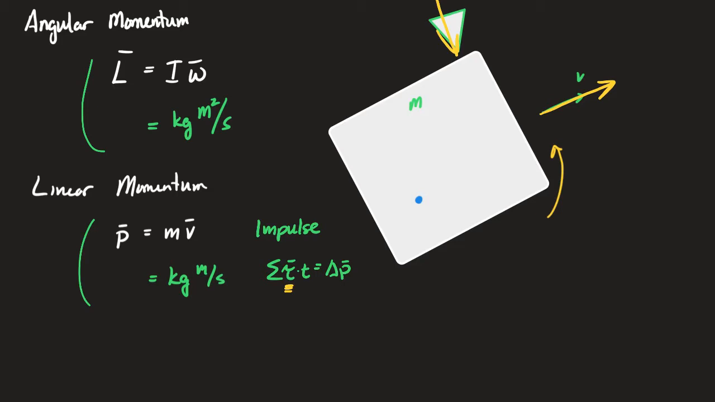So when you look at this, please be aware that delta P is in a direction of the change of momentum, not in the direction of the momentum. It's in the direction of the change in momentum, not in the direction of the momentum.